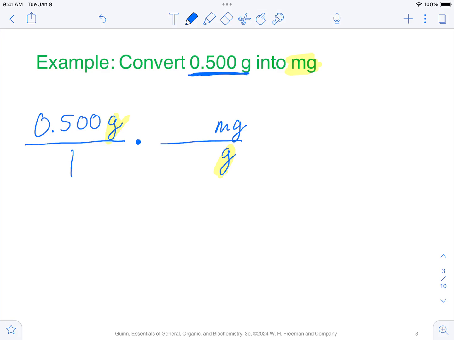Now, this fraction right here is just a conversion factor. So just like there's 4 quarters in a dollar, or 100 pennies in a dollar, or 12 inches in a foot, you need to know how many milligrams are in a gram. So I know that 1 gram is 1,000 milligrams. That's just a conversion factor. That's a memory thing.